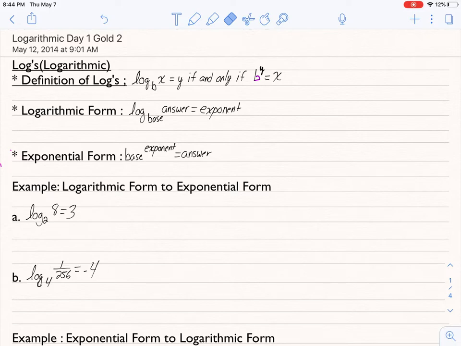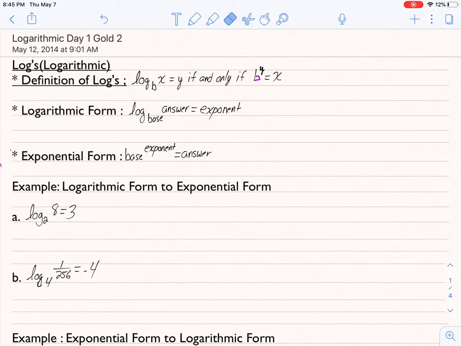Before we get too far into this, understand I am just barely scratching the surface with logs. Next year in Algebra 3 or College Algebra, you'll get a lot further in it, but I at least want to give you an intro so that when you see logs next year, you'll have a little bit of a knowledge base to help you get started.